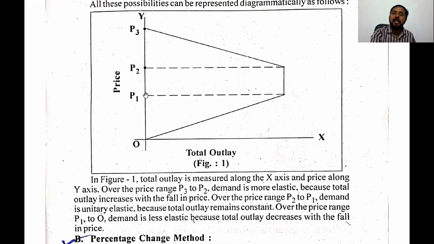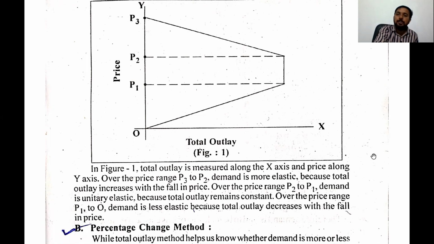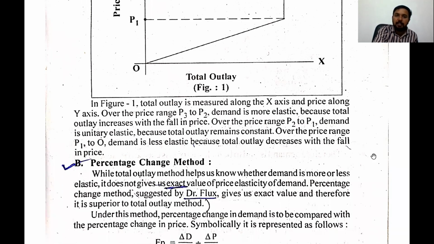So from 0 to price 1, both the things are being increased. But from price 1 to price 2, there is a certain point in which the price will be increased but the total outlay will remain constant. And after price 2, when the price is increased, the total outlay will decrease. So guys, here we are given the explanation of it. You can read the same explanation in your book also.